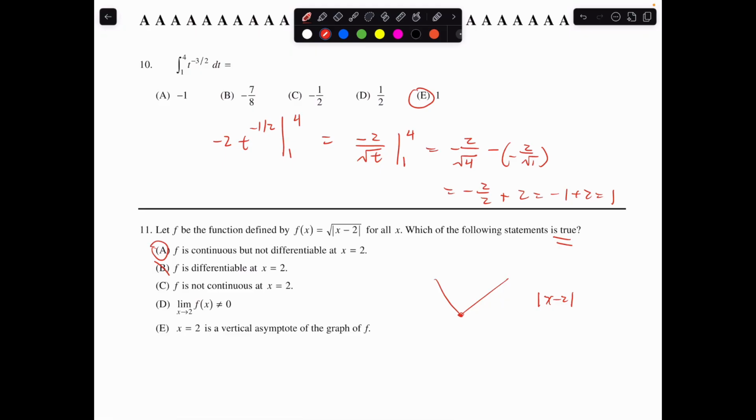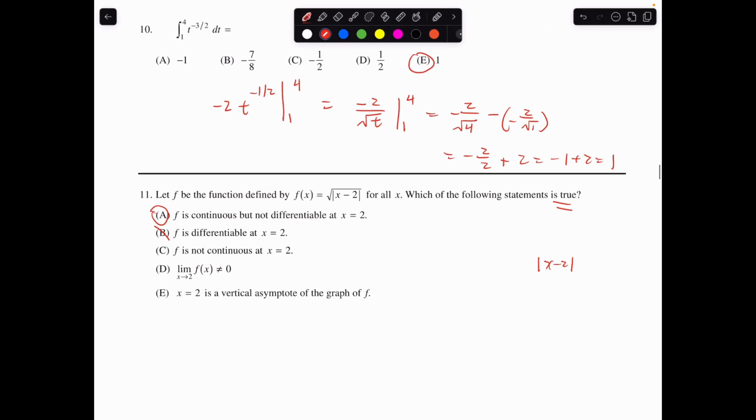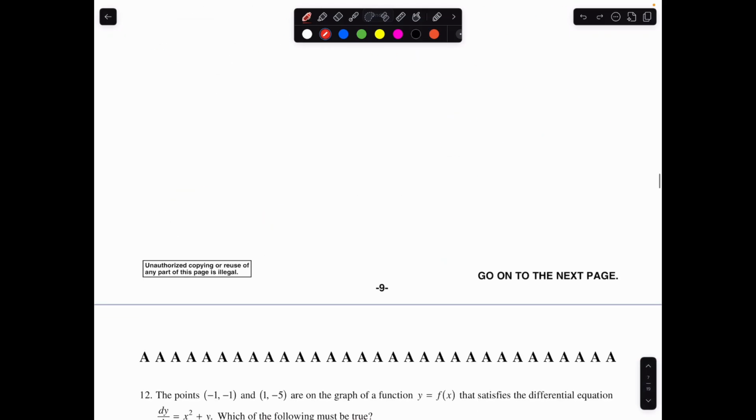Which of the following is true? And then D, if you plug it in, is equal to 0. X equal to 2 is a vertical asymptote of that. Because you have the square root, the vertical asymptote makes sense. Well, the answer is A. That statement is the only one that's true because of the cusp that we have there.